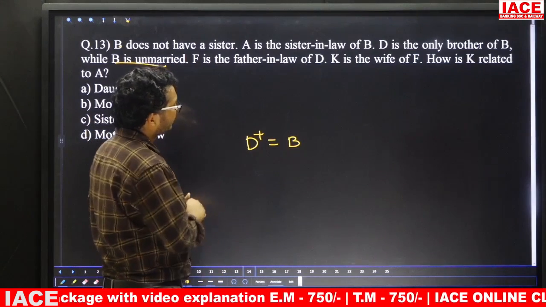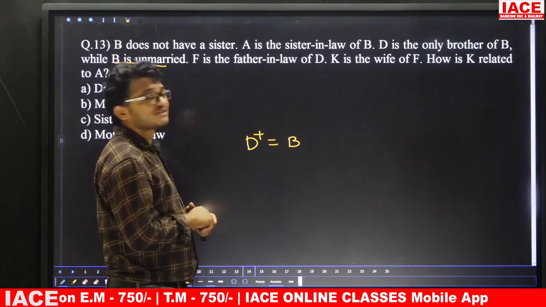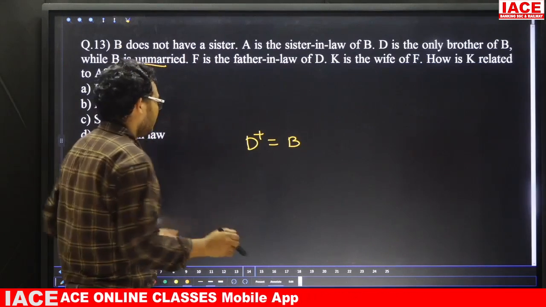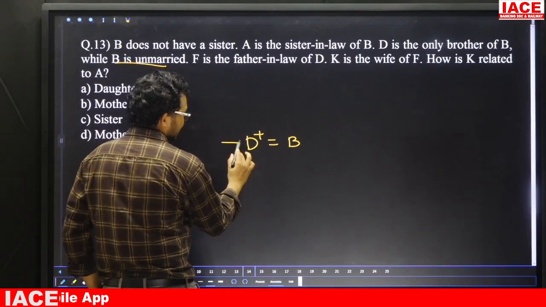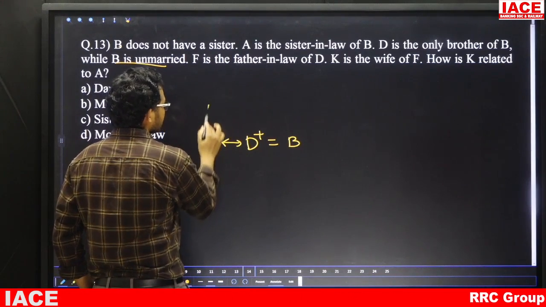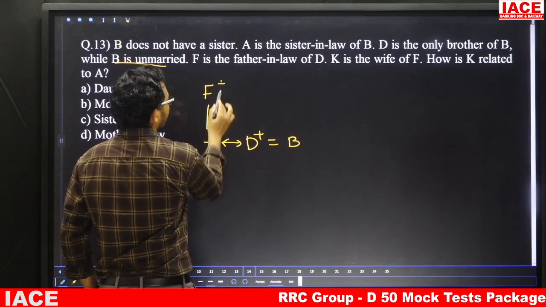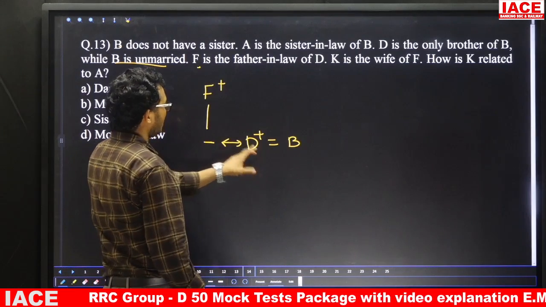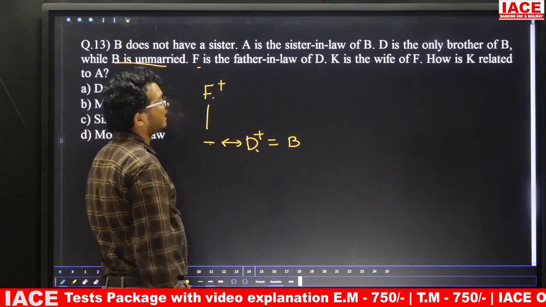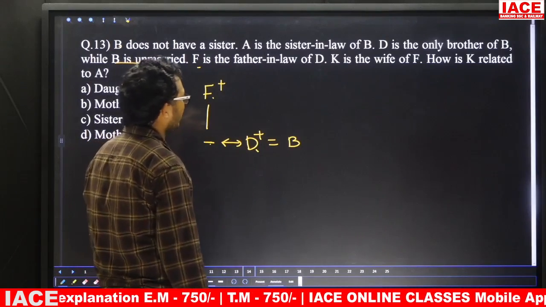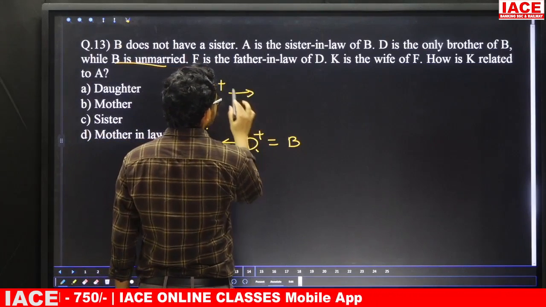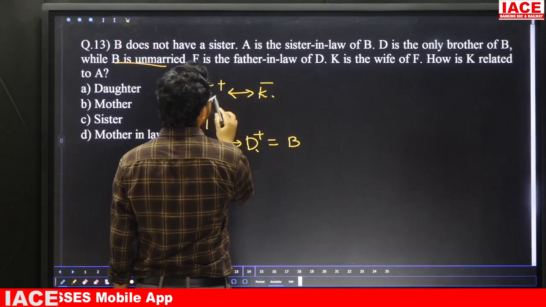Leave it. F is the father-in-law of D. Friends, father-in-law means what? Spouse's father. That means D has one wife, and this wife's father is F. So spouse's father is the father-in-law. Next one, K is the wife of F.